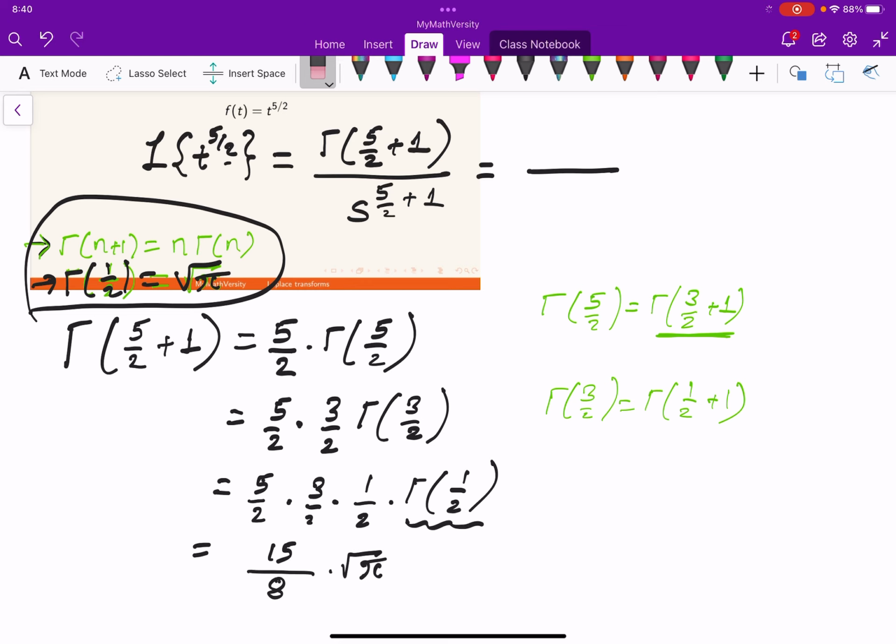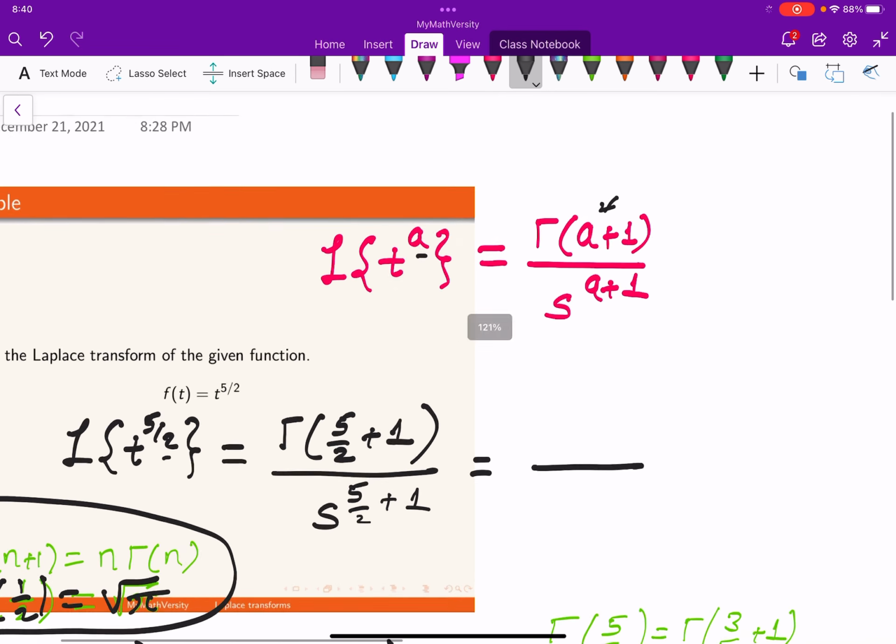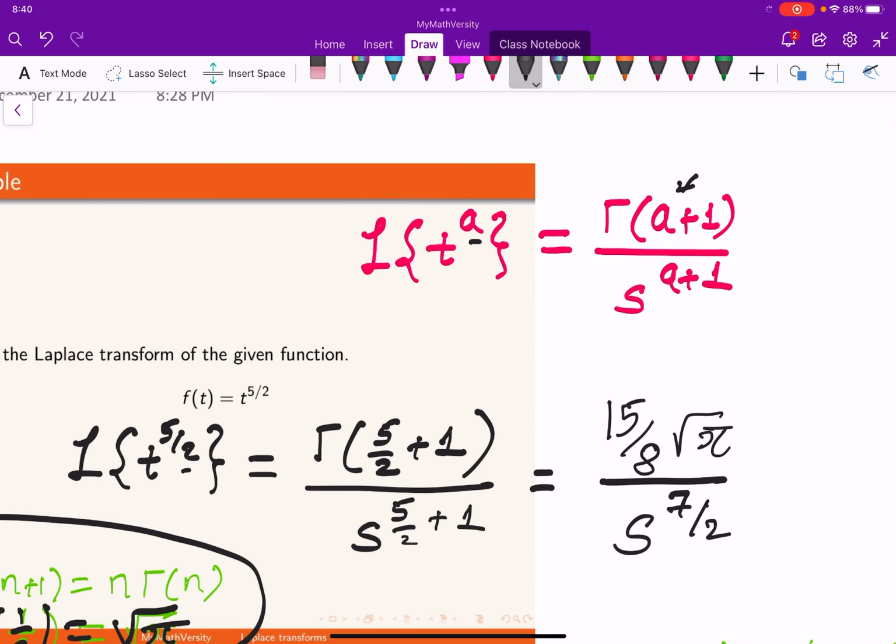So let's plug that in over here, which is 15/8 times square root of pi, divided by s to the power 5/2 plus 1, which is 7/2. So this should be the Laplace transform of t to the power 5/2: 15/8 times square root of pi at the top, and at the bottom we have s to the power 7/2.